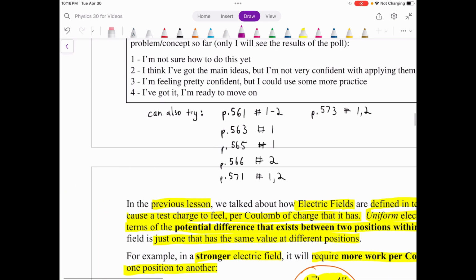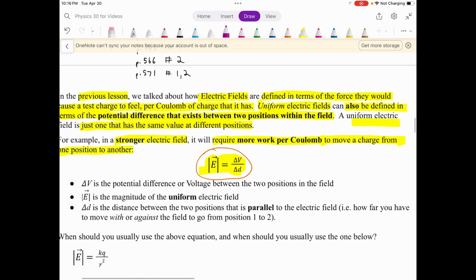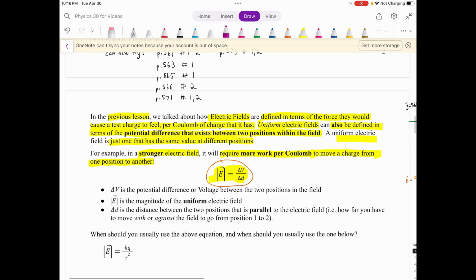All right, so there is the equation that we can use. Again, this works for uniform electric fields, and it's just another way of quantifying how strong the electric field is. If there's a bigger change in energy for the same distance between the two positions that you've moved, then you're in a stronger electric field. Stronger electric fields are going to require more work per coulomb of charge to move a charge from one position to another. Weaker electric fields will require less work. The energy of the charge will change by less by moving between those two positions.